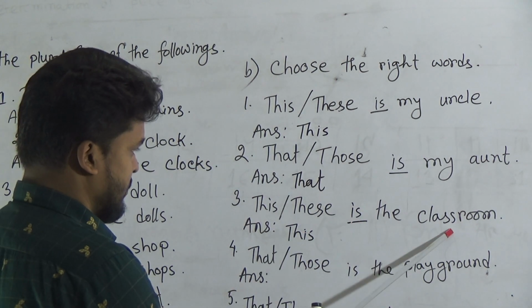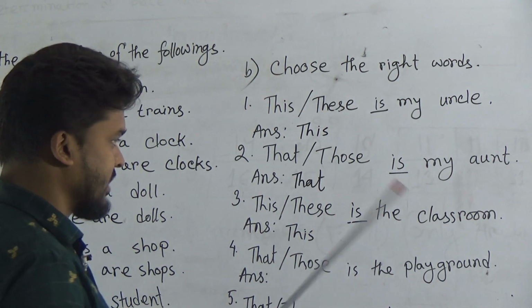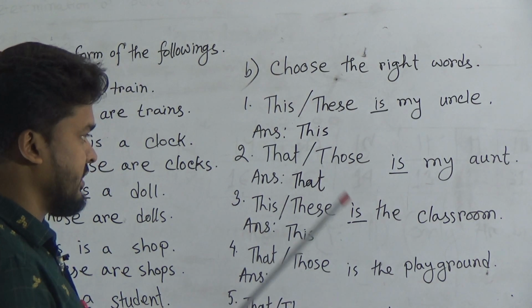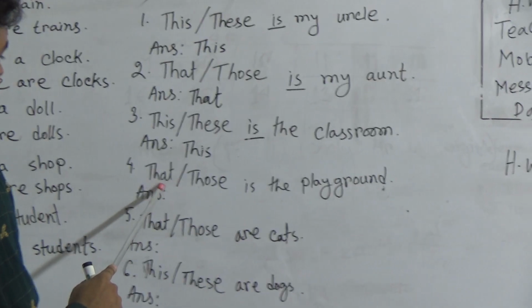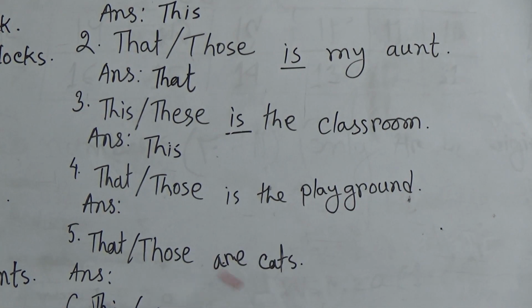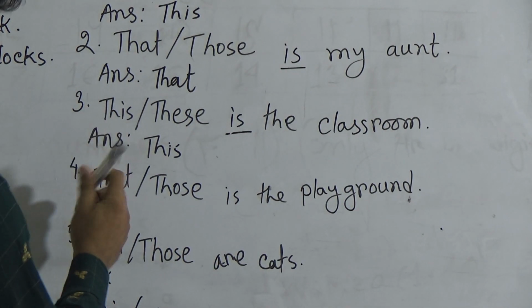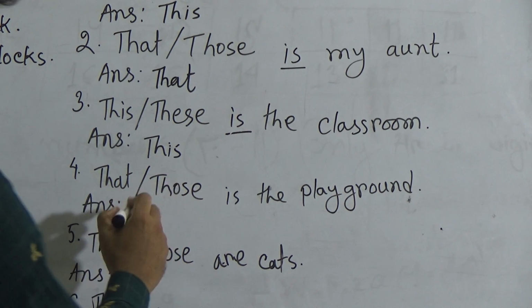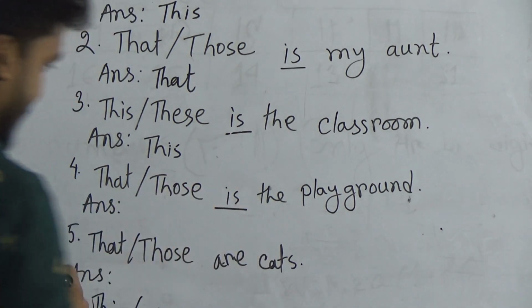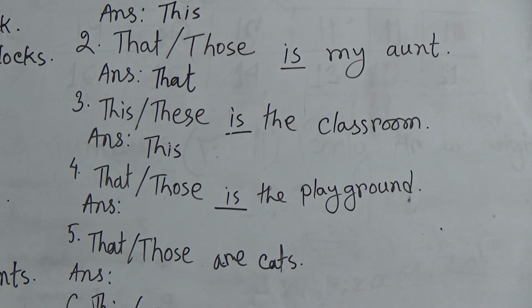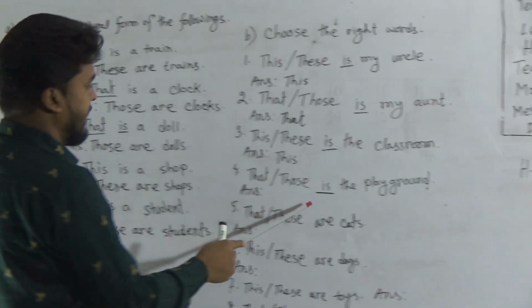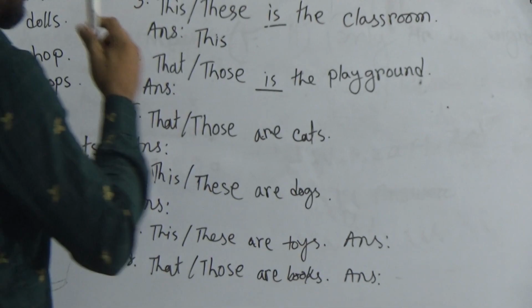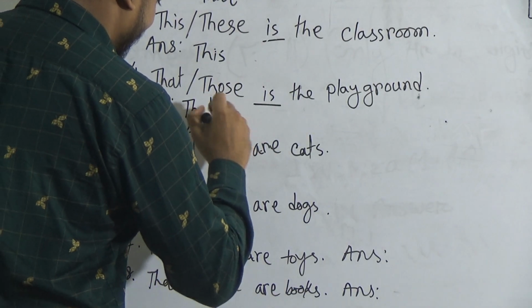This is the classroom. That means this classroom is very near, and it is just with you. And number 4, that or those is the playground. Here that is singular, those is plural. That's why here a singular verb. In the previous exercise we have learned that is is a singular verb. That's why we have to use the singular pronoun that.